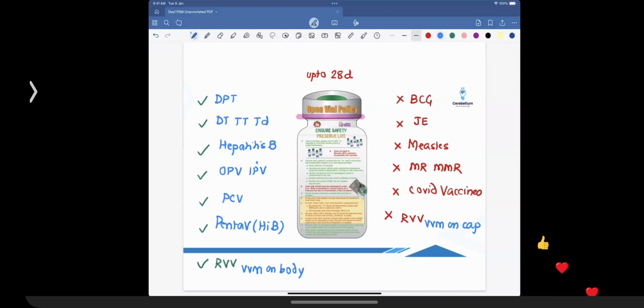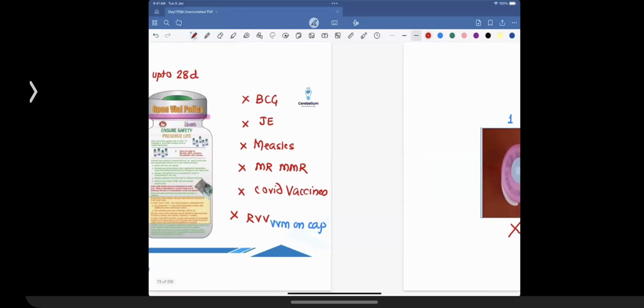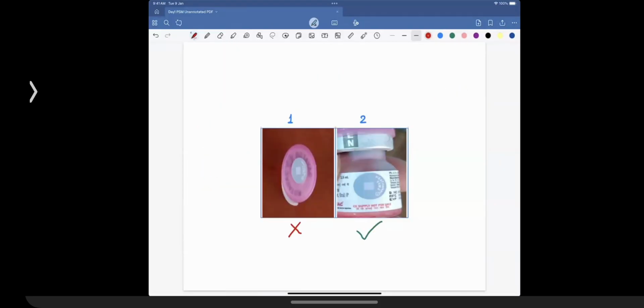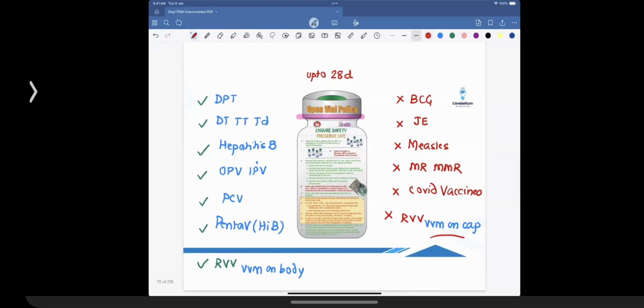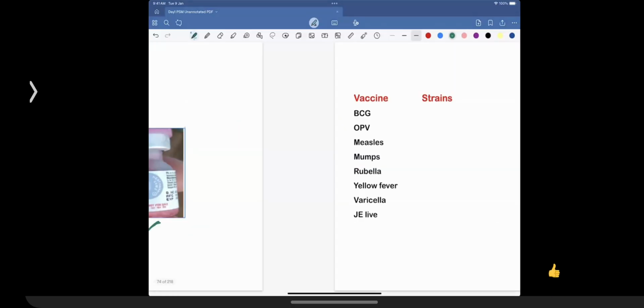Okay. So look at this. Both are rotaviral vaccine. Which of them is usable, which is not? Only one is usable in open vial policy, only two, both, none. Which is usable is two. Which is not usable is one. So if it is on cap, do not use the vaccine. If it is on side or the body of the vial, you are allowed to use the vaccine as per open vial policy, right? So please remember this.